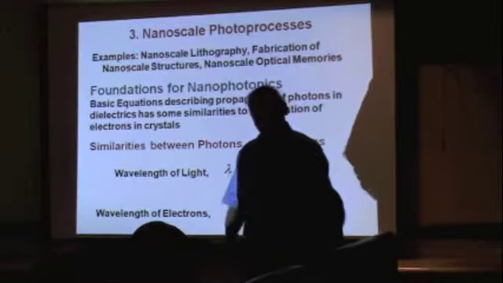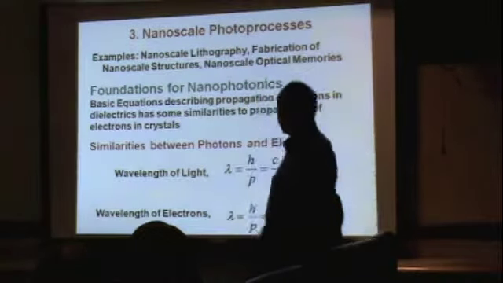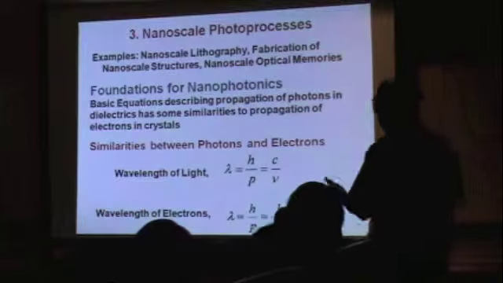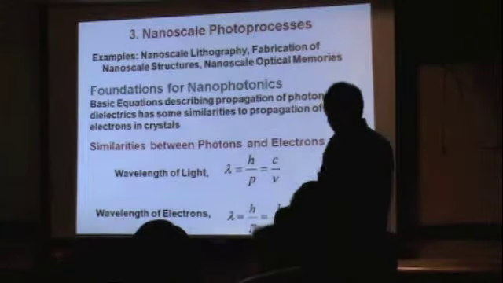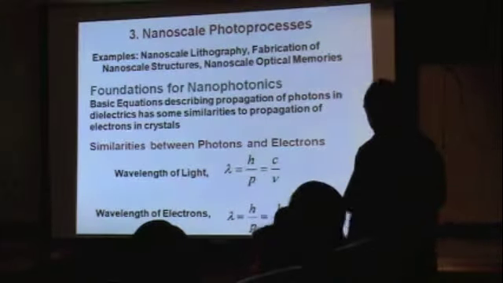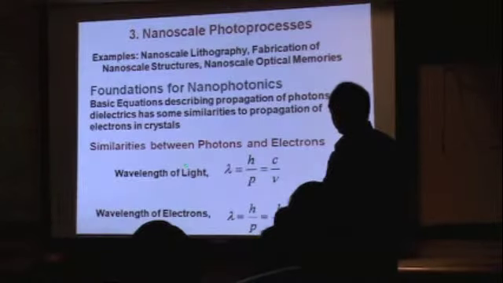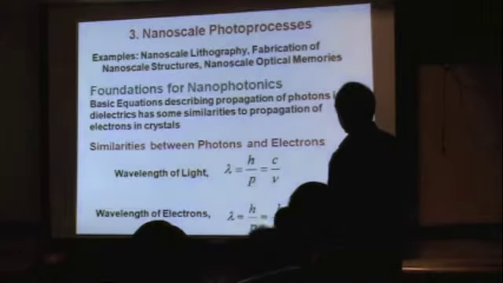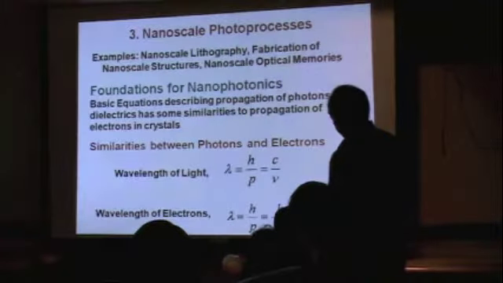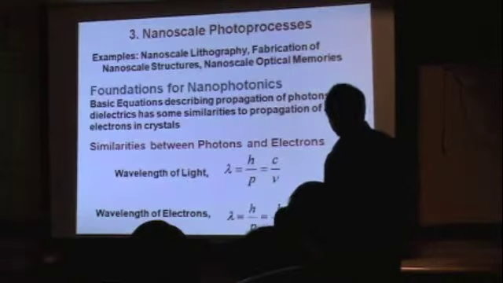Something might help us explain something in electronics. So it always helps to form analogies. And this is very simple stuff. I'm sure you have seen it. The wavelength of light we know is equal to the speed of light divided by the frequency. It can also be written as Planck's constant divided by the momentum of the photon.